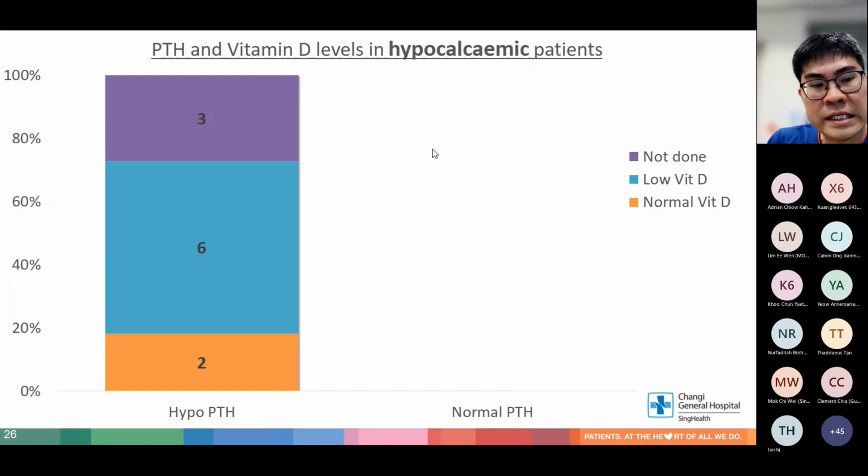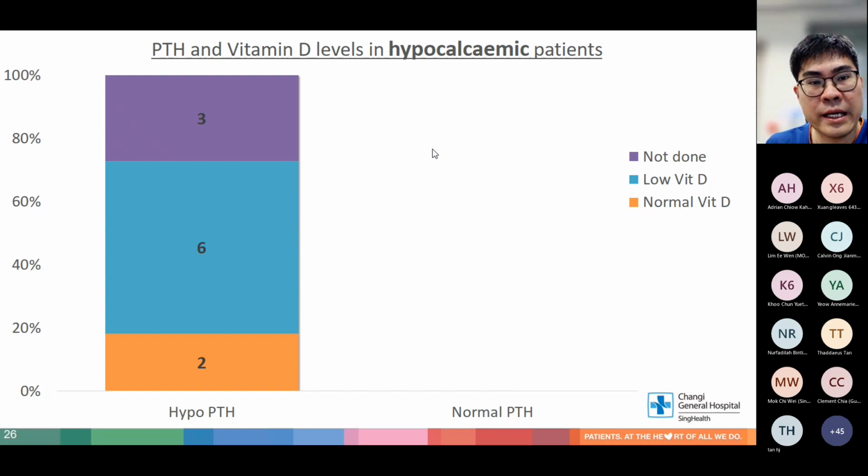Looking at this graph, we will exclude the purple box, which was for those patients who did not have vitamin D levels performed. If you look at the blue and the orange box, on the left side we have patients who are hypocalcemic and have low PTH levels. And 75% of them had concurrent low vitamin D levels. Could this be a confounder? Perhaps.